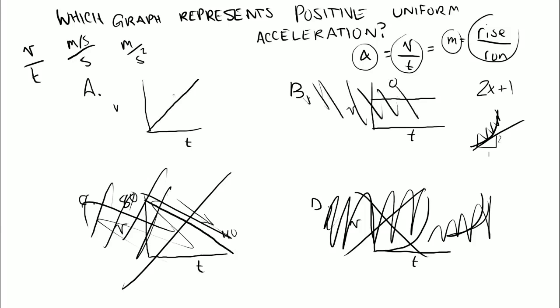This one, on the other hand, is a straight line. The velocity is increasing, as you can see. Say it started at 10 down here and it's up at 90 up here. It's increasing, so that means positive acceleration. It's a straight line. It's uniform, so it must be A.